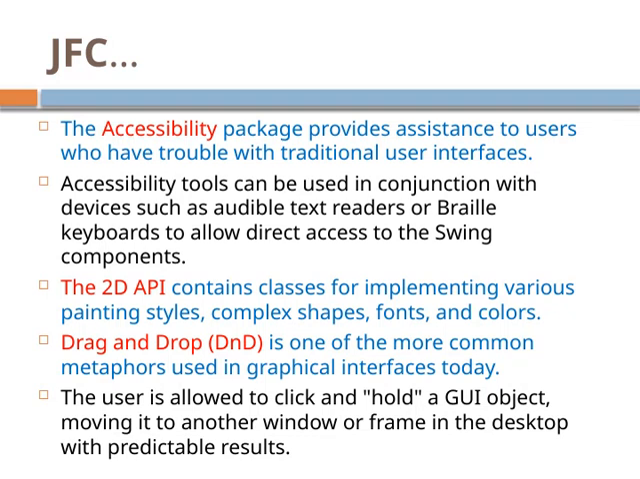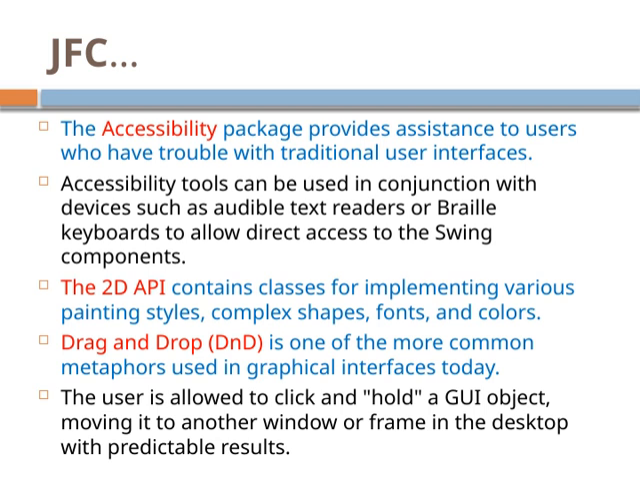It provides essential support for users who might find traditional user interfaces challenging. This includes tools like audible text readers or braille keyboards, which help users access Swing components directly. These tools ensure that everyone can interact with the interface effectively, emphasizing the importance of inclusive design.